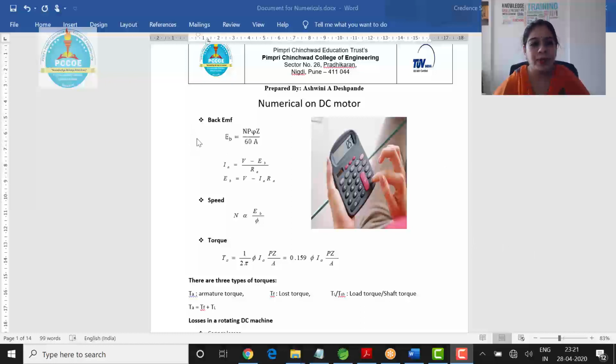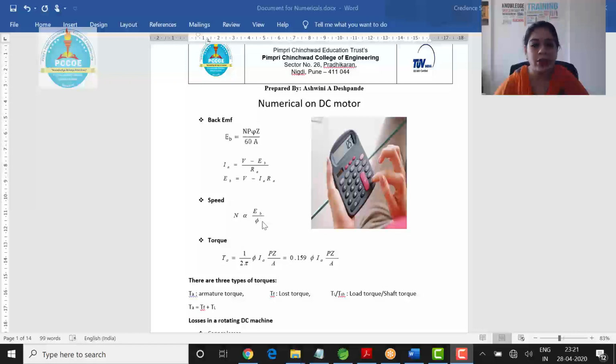Okay, so first, back EMF. You know the back EMF has a formula PφZ upon 60A. It is one of the formulae for the back EMF. Another we can write Eb is equal to V minus IaRa, or Ia is equal to (V minus Eb) upon Ra. This is the formula regarding the back EMF which we are using in the numericals. Generally this formula Eb is equal to V minus IaRa is mostly used in the numericals.